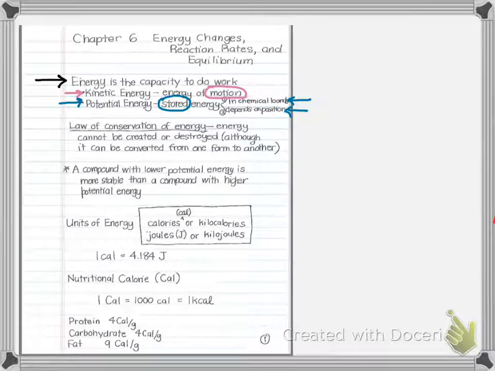Now, there are natural laws. We learned about the law of conservation of mass, which says that matter cannot be created or destroyed in a chemical reaction. The law of conservation of energy is along the same lines. It's a natural law, and it says energy cannot be created or destroyed, although we know it can be converted from one form to another.